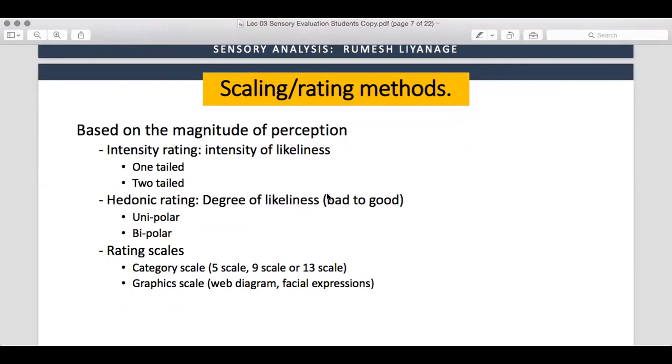Then we can move to the scaling method. There is one descriptive method, scaling, which we call the rating method, and we can divide it into three subcategories.